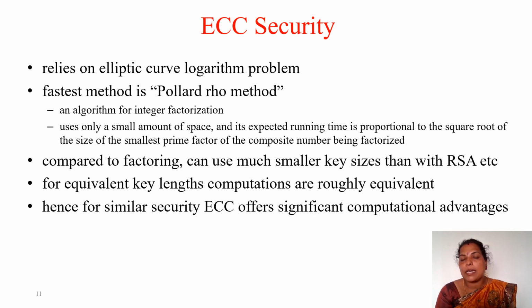Compared to the factoring problem in RSA, here we can use much smaller key sizes, and we use the equivalent key length computation, which is also roughly equivalent to the factoring problem we had in RSA. Hence for similar security, ECC offers a significant computational advantage. Comparing to RSA and Diffie-Hellman, in order to have a smaller key size and occupy a small amount of space, ECC provides significant computational advantages compared to other methods.